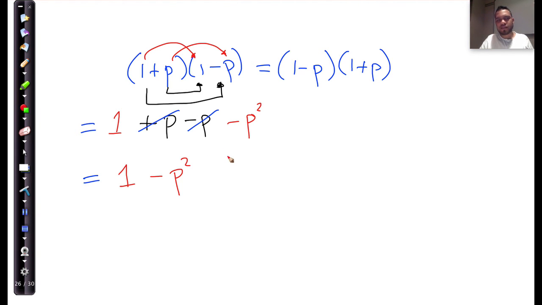Okay, so let's pause the video there, and then in the next video we're going to look at 3 more examples of these products that result in a difference of squares.